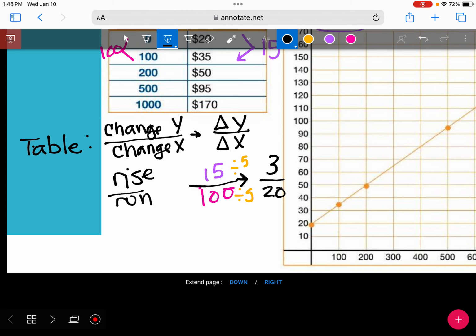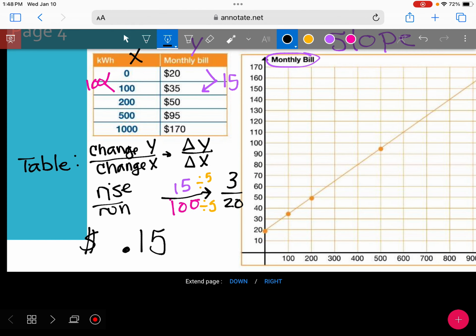as money, like cents? How do we get that as a decimal? 3 divided by 20, also known as 0.15 dollars. So when you're looking at a table, we can use the change in y over the change in x. This is the most accurate.